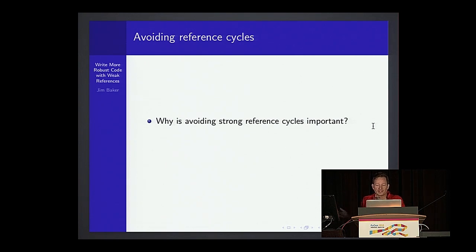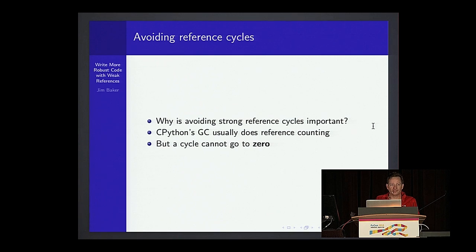So why is avoiding strong reference cycles so important? Again, I'm trying to motivate this weak reference. Well, CPython GC usually does ref counting. But a cycle cannot go to 0 in the presence of that cycle. I'm sorry, a cycle cannot go to 0.